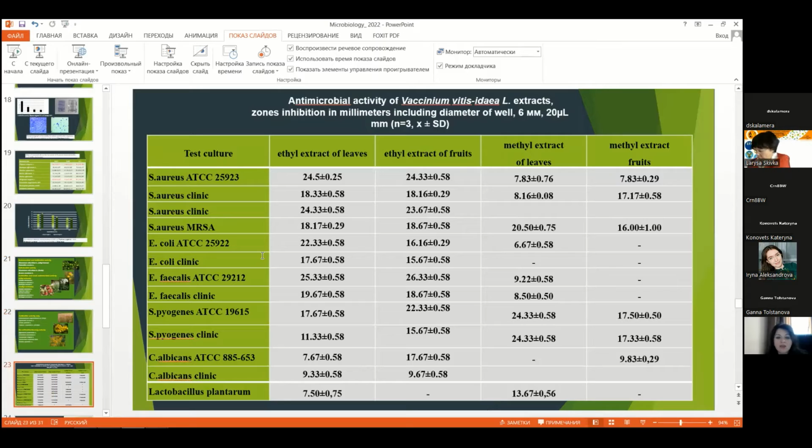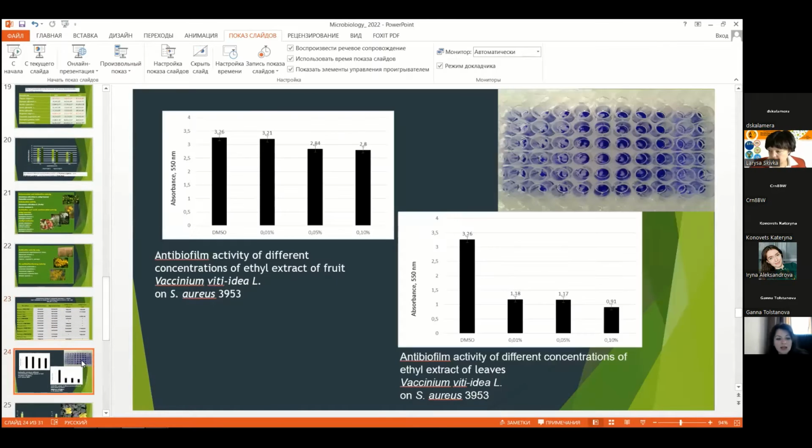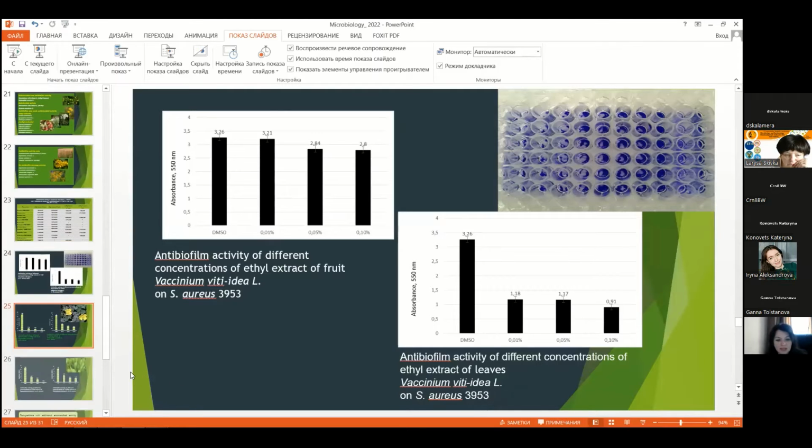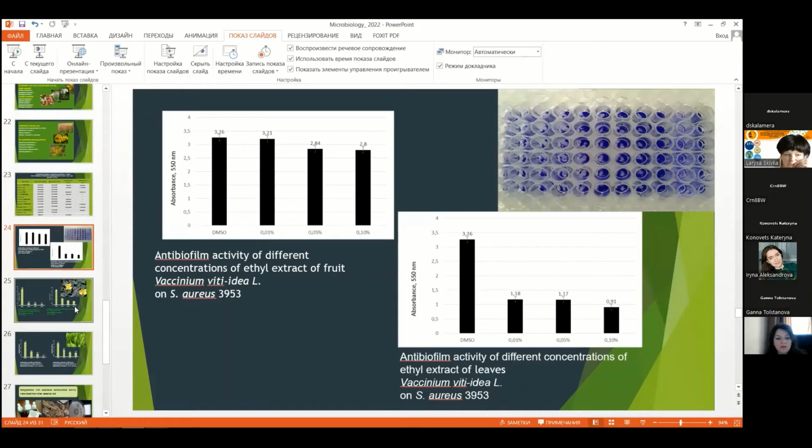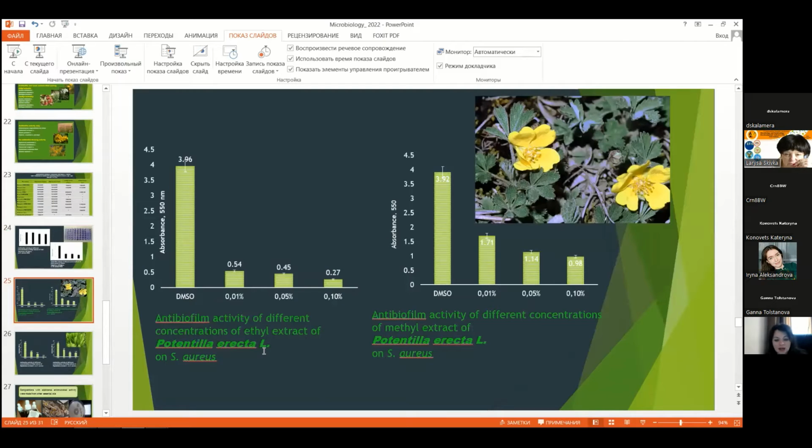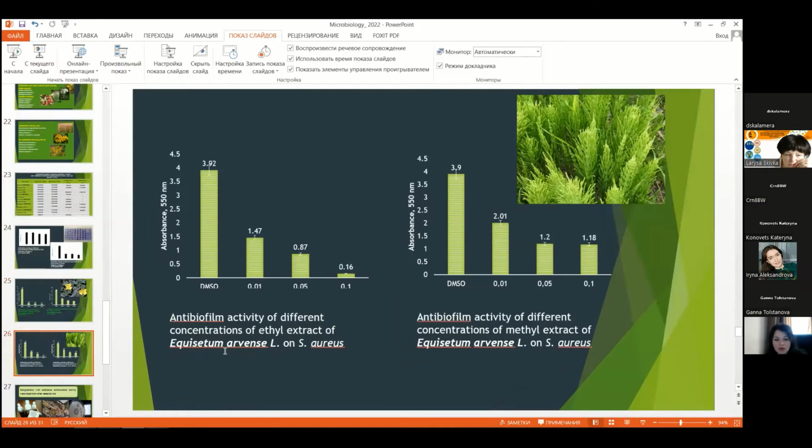So the highest antimicrobial and antibiofilm effect was shown for the ethyl leaves extract of Vaccinium vitis-idaea. The results you can see on the table, and on this picture you can see the antibiofilm activity of the different concentrations of ethyl extract of the leaves of Vaccinium vitis-idaea. Also, the high antibiofilm effect we observed for the extracts of Potentilla erecta and for the Equisetum arvense.